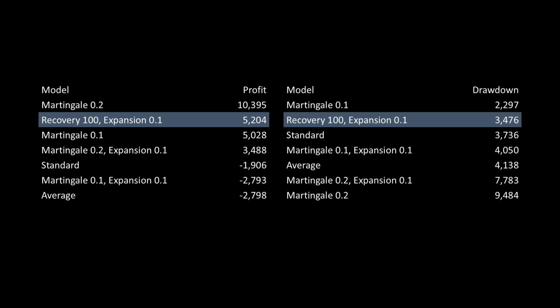And then if I look at the results, it's the best profit after the Martingale 0.2, but it's also the second best in terms of the drawdown, with only a 3476 drawdown. So overall, this is probably the best balance, and I've used the expansion of a 0.1 in here as well. So although the trades are getting further away, I'm making them larger to make up for that gap, so that I'm still only maximum 100 pips away from closing everything.